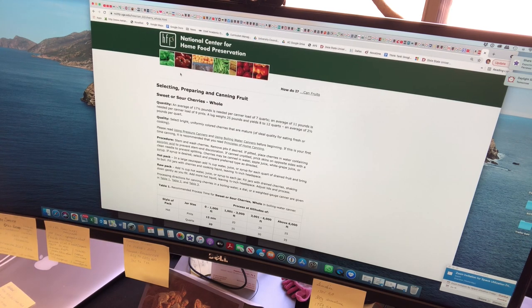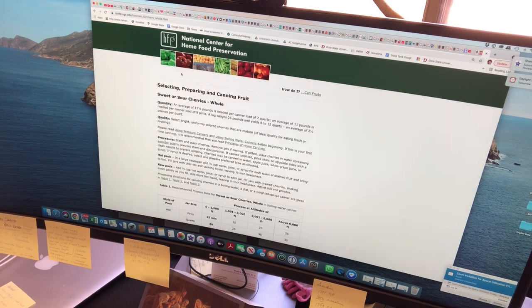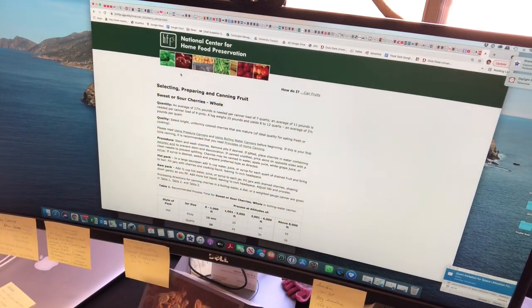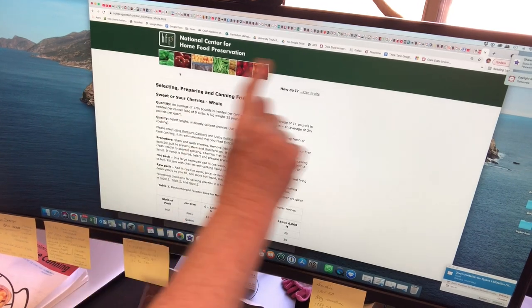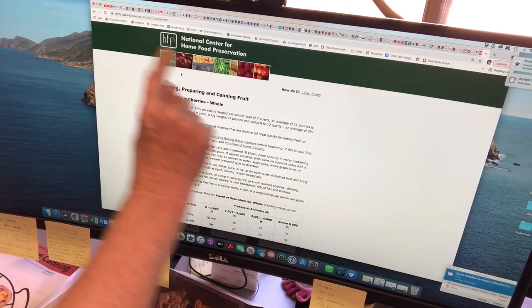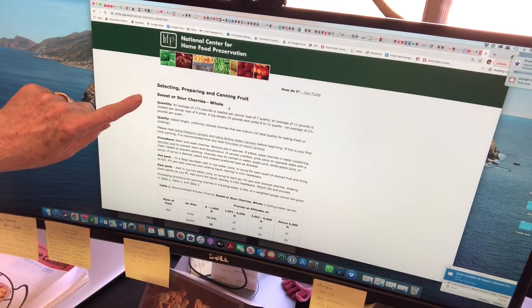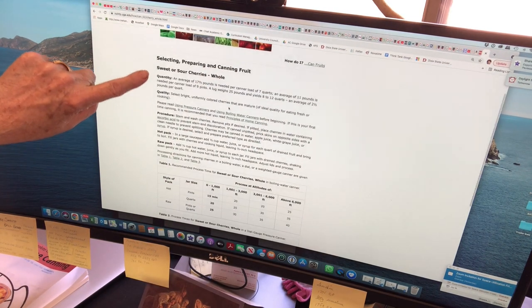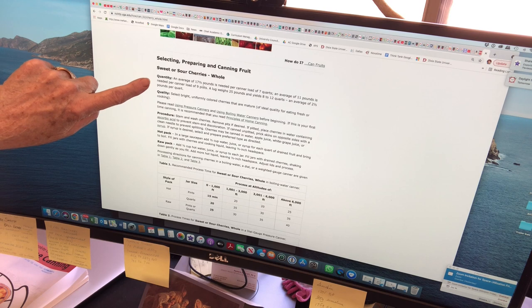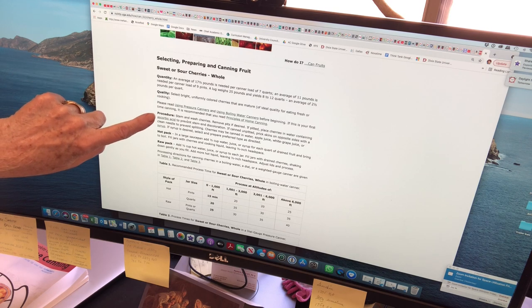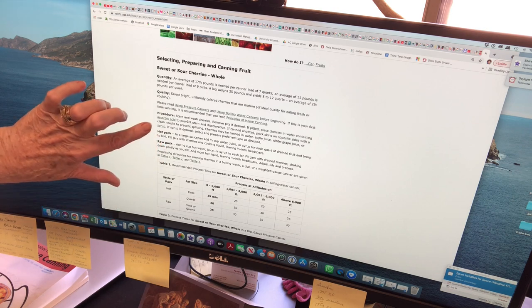Aha! Now, this is the one that we want. The National Center is the very same thing as the ones that are found in this canning book. So what you want to watch for is the green border that goes across the top, and then National Center for Home Food Preservation. Then look what it does. Sweet sour cherries whole. How much you need? 17.5 pounds for 7 quarts. The quality, the procedure, it tells you exactly step by step what to do.